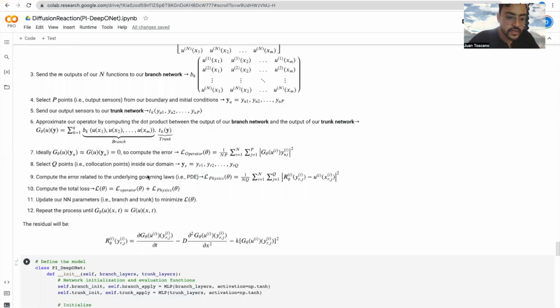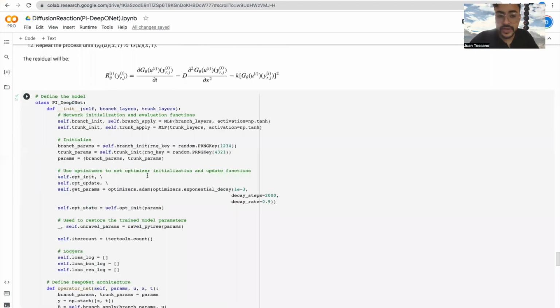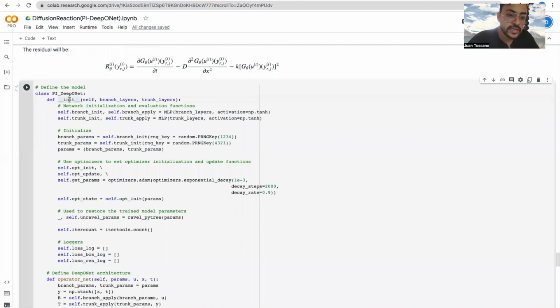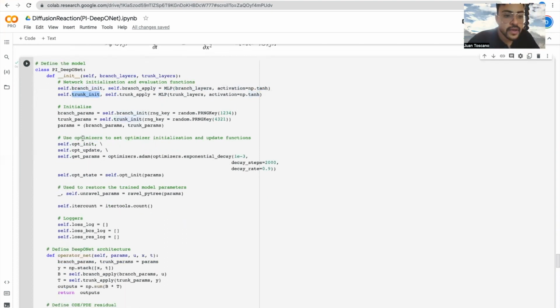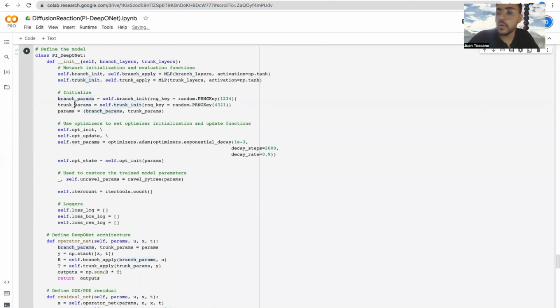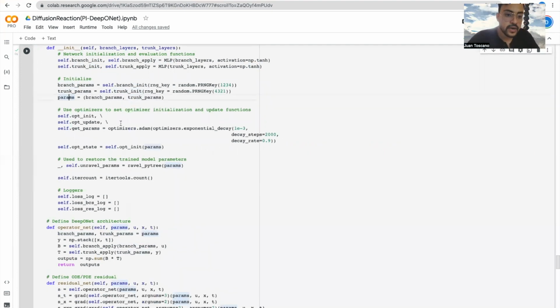Okay. So now let's define our Physics Informed DeepONet. And to do that, we start initializing it, and we start initializing the branch network. And you can see that the branch network uses the function we just created. We give it some kind of a structure, and we use the hyperbolic tangent as an activation function. And we do the same for the trunk network. Then we initialize the parameters for both neural networks, and we store them into a single container called params. We define the optimizer, which we can see is the Adam optimizer with exponential decay and a learning rate of 1e-3.